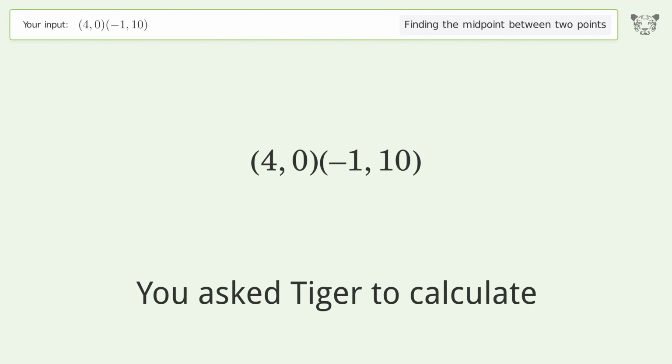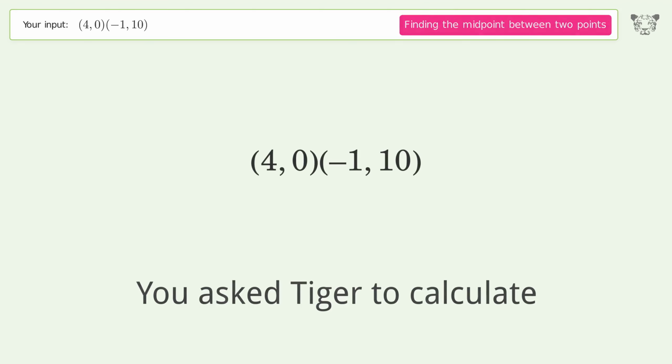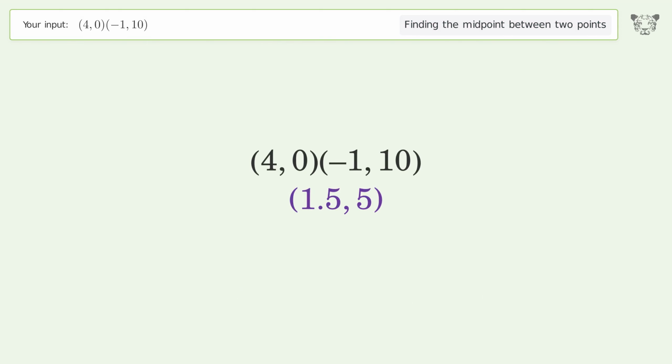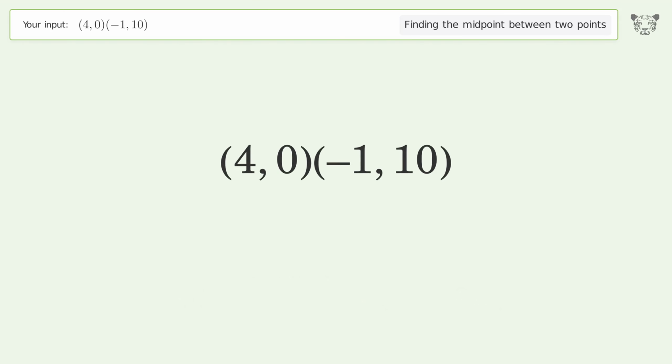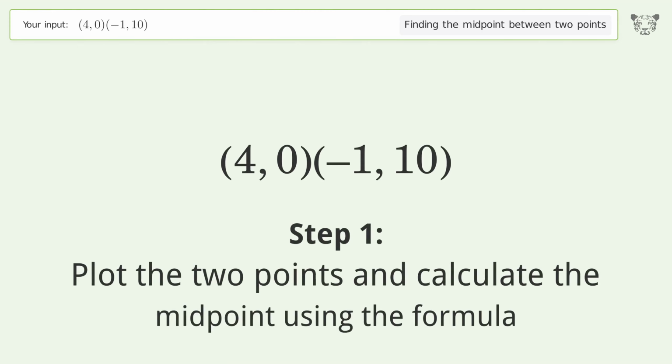You ask Tiger to calculate. This deals with finding the midpoint between 2 points. The midpoint between the 2 points is (1, 5). Let's solve it step by step. Plot the 2 points and calculate the midpoint using the formula.